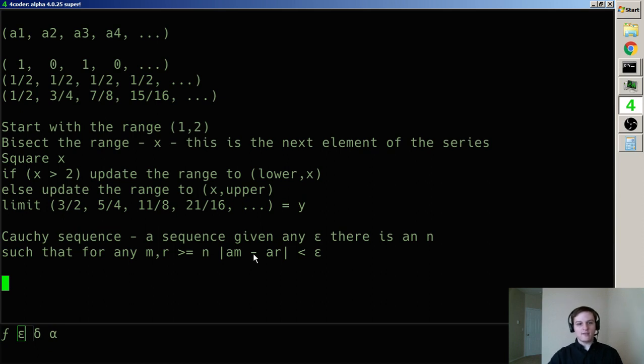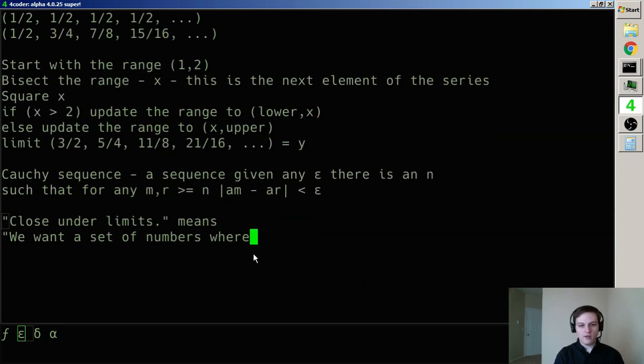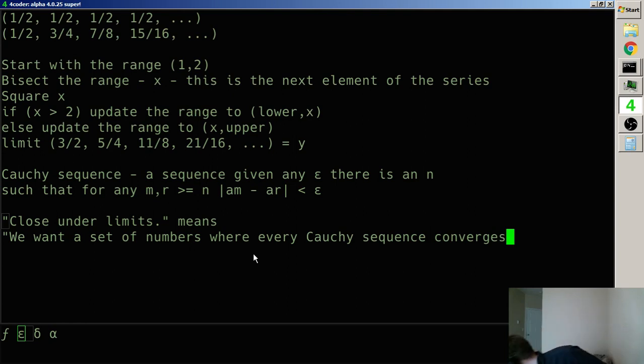So, the idea of closing under limits, what I really mean by closed under limits, is that we want a set of numbers where every Cauchy sequence converges. I might be spelling that wrong too.